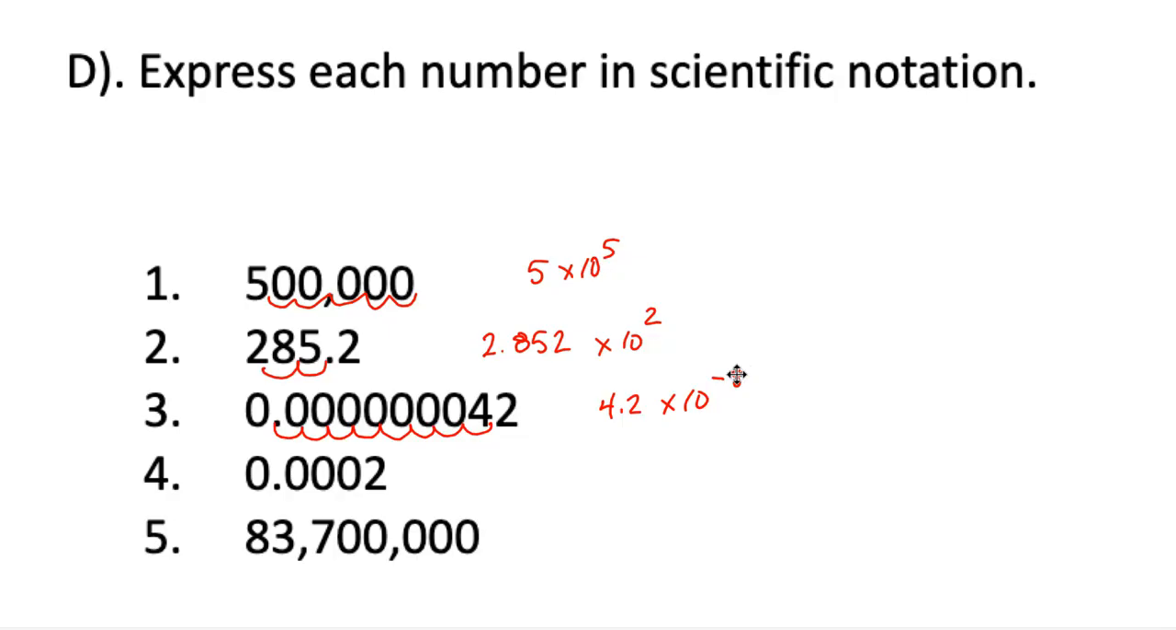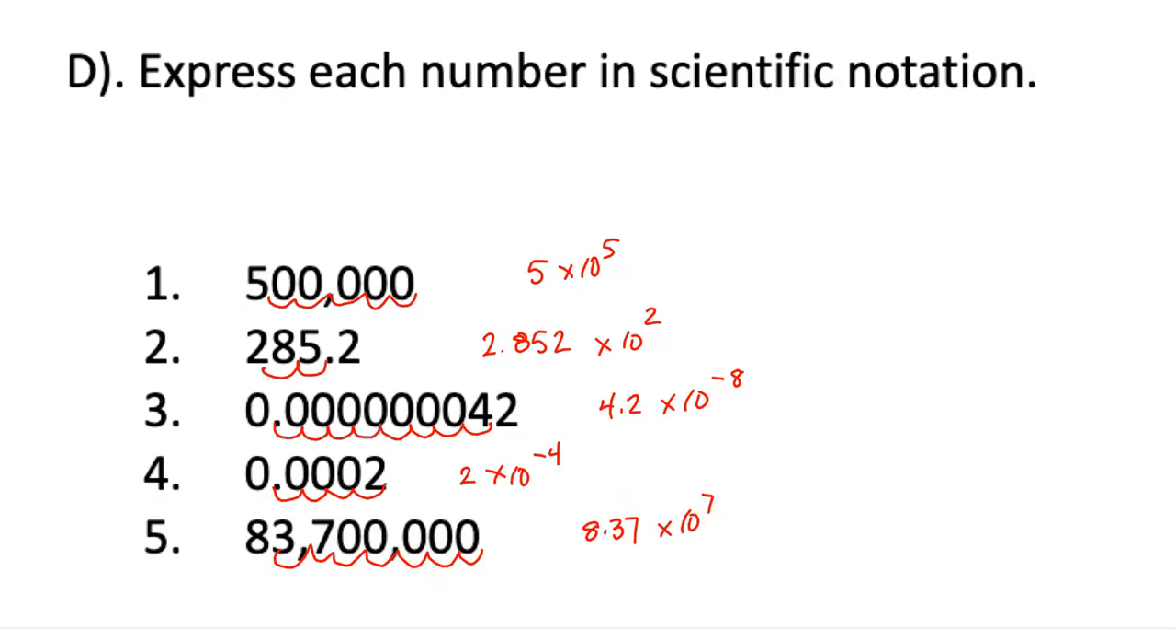Anytime you have these small numbers, the ones that are much smaller than 1, as you're moving the decimal to the right, the power becomes more negative. Okay, for number 4, same thing. We're going to go over 1, 2, 3, 4. This is going to be 2 times 10 to the negative 4th. This guy, 83,700,000, so there's an implied decimal here. We're going to go 1, 2, 3, 4, 5, 6, 7. So 8.37, none of these zeros are significant, times 10 to the 7th.